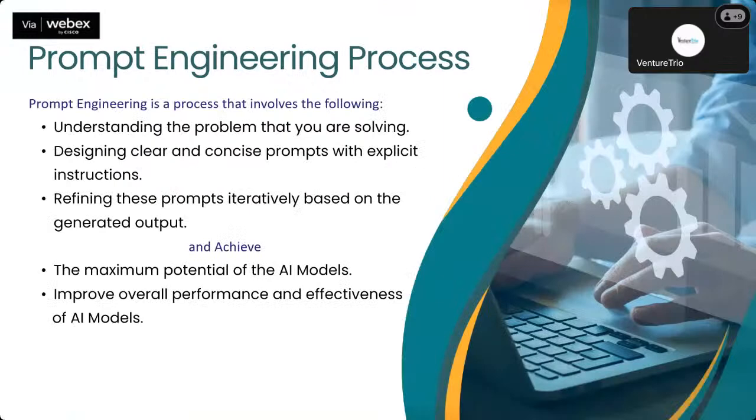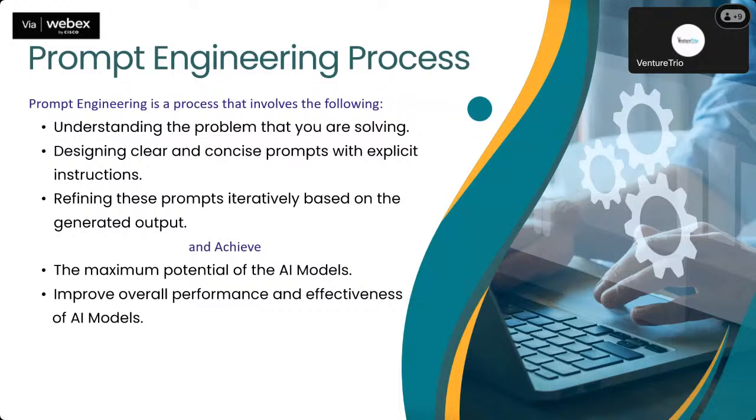What is the prompt engineering process? Prompt engineering is a process that involves three steps. Understand the problem that you are solving. First, we need to understand the problem, what we are going to solve using ChatGPT. We have to state our problem first. Designing clear and concise prompts with explicit instructions. Then we have to write our prompt, our query, as we understood from the first step.